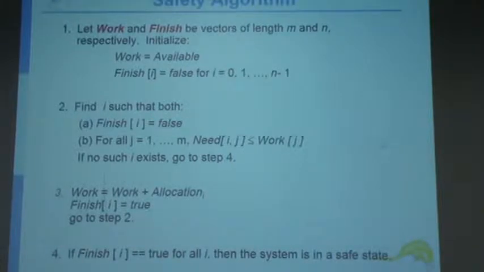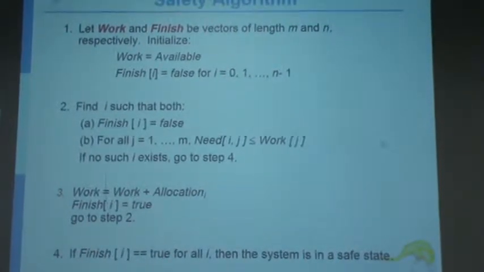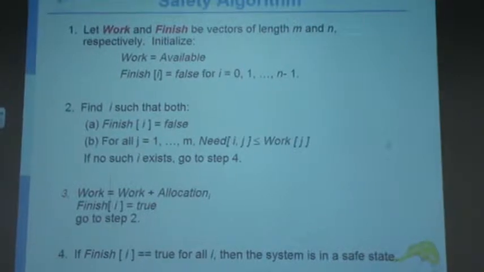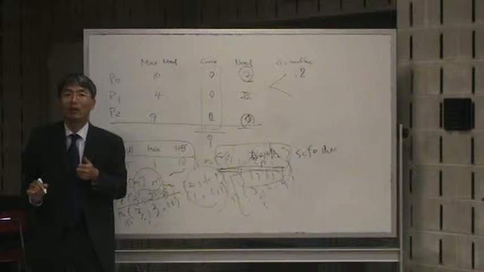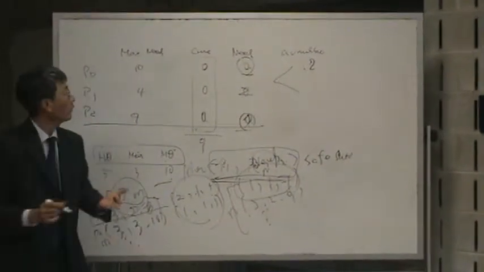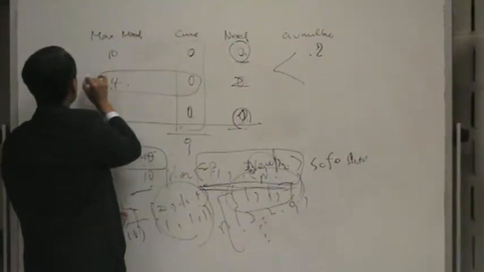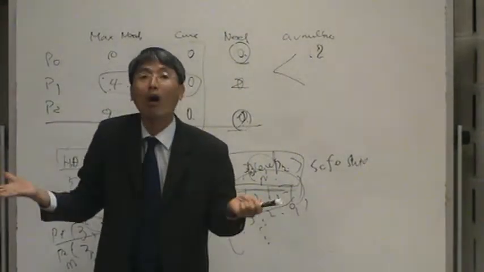Then we try to find the process. First, you find a process that can be completed, one whose Need is less than Available. Like this one, Need is smaller than Available, then you can complete it. Then you can return all the resources held by the process, and then you can have more available.